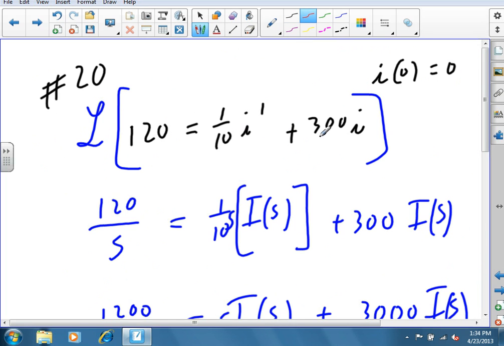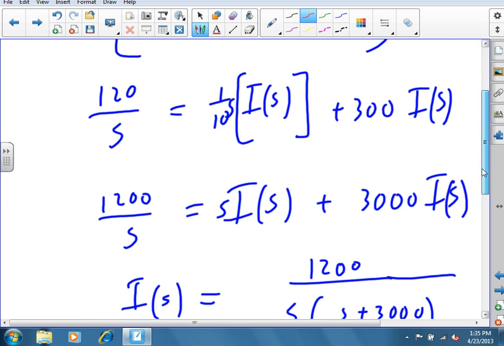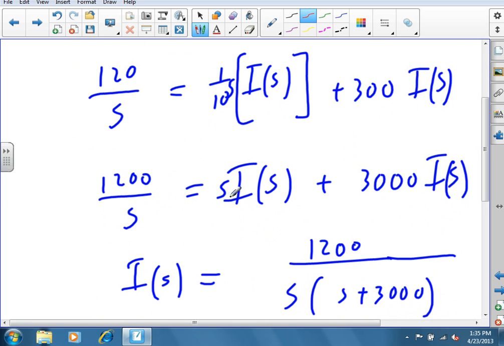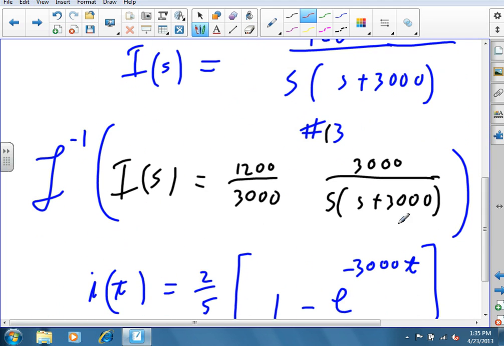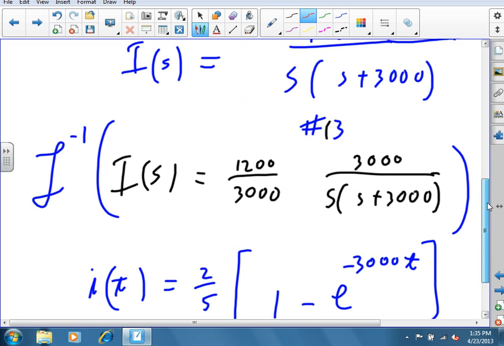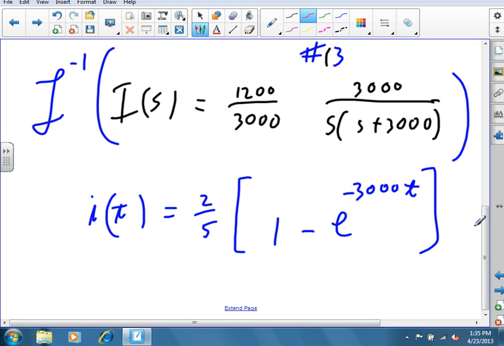Alright, did I write down the problem right? Yes, I did. Did I multiply by 10 every place right? Yes, I did. And an S plus 300 goes on the bottom. I have an S there, and I have that. I did that right. My Laplace transform says I need to have that on top, so I have a 3,000 there. I have to multiply by this. Okay, 1 minus e to the minus.